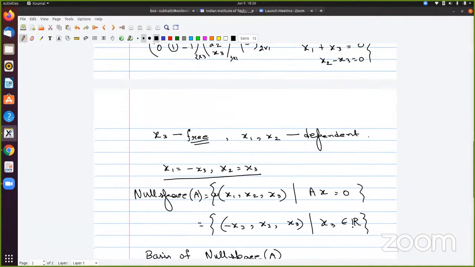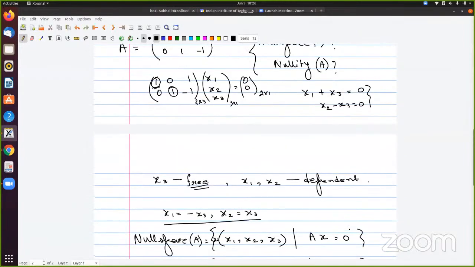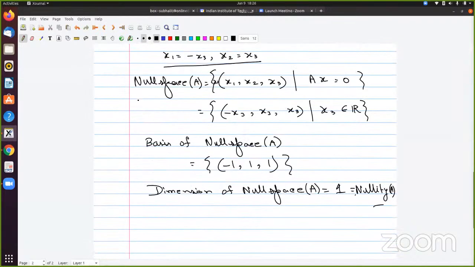Now you remember, at the end of week 4, we said that the number of dependent variables, or the number of non-zero rows in the row reduced echelon form, is the rank of a matrix. So what is the rank of this matrix? 2.